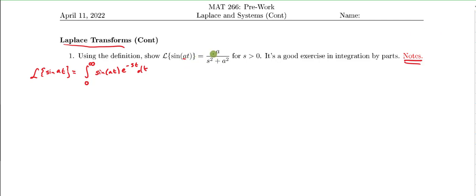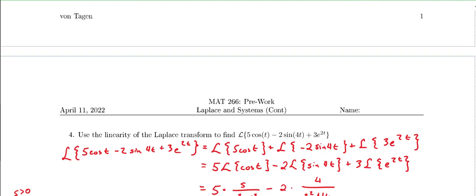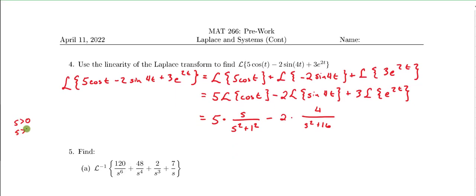Following the components, there's a 4 in the numerator. In the denominator, we have s squared plus a squared. And again, this one assumes that s is greater than 0. We need to keep track of these in case these aren't all the same domains for s. We need to take the most restrictive domain.